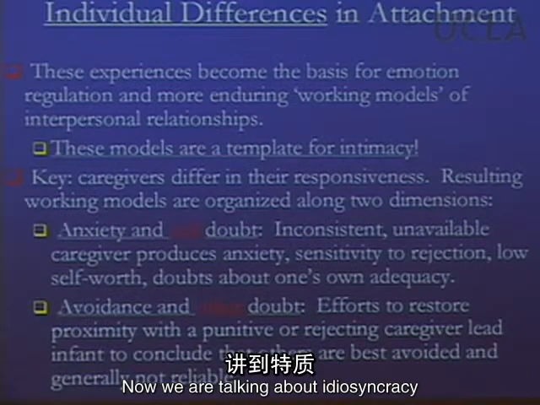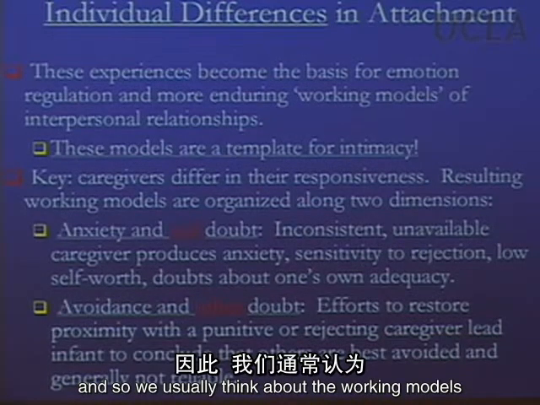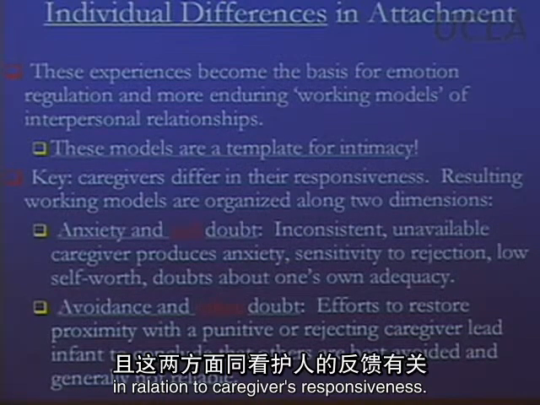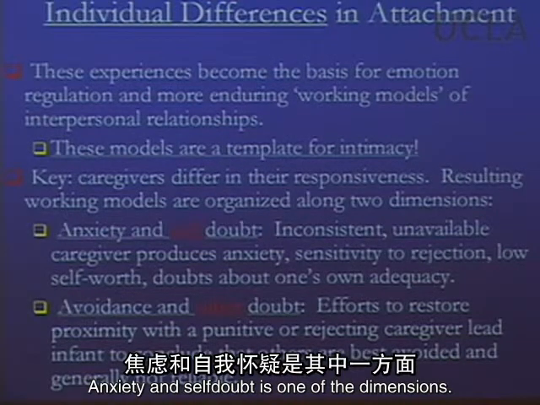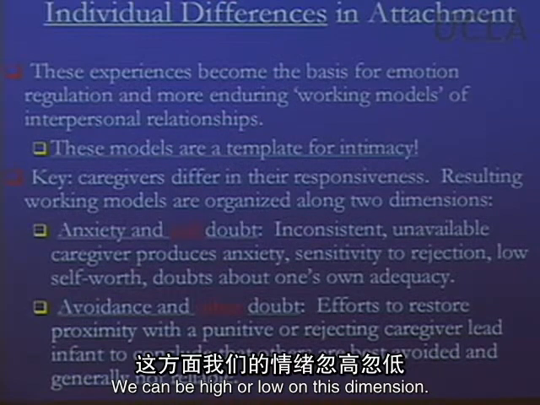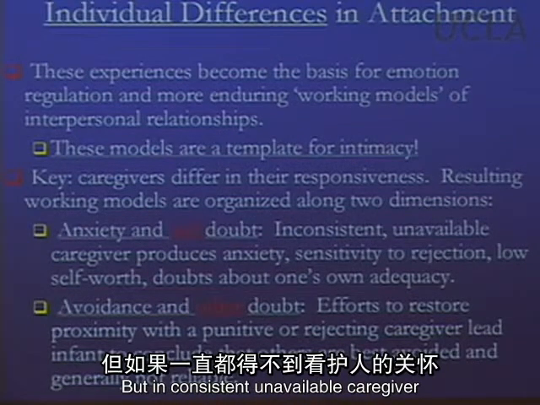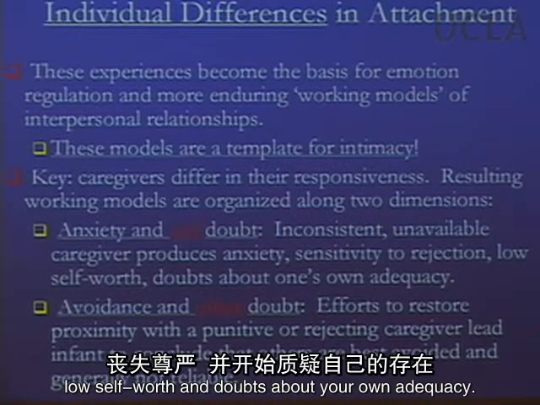Now we're talking about idiosyncrasies, the individual, and we call this the idiographic approach. And so we usually think about the working models as being organized along two dimensions in relation to caregiver responsiveness. One of them is anxiety and self-doubt. Anxiety and self-doubt is one of the dimensions, and we can be high or low on this dimension. I'll talk about that in a sec. But inconsistent, unavailable caregiver is going to produce anxiety, sensitivity to rejection, low self-worth, and doubts about your own adequacy.